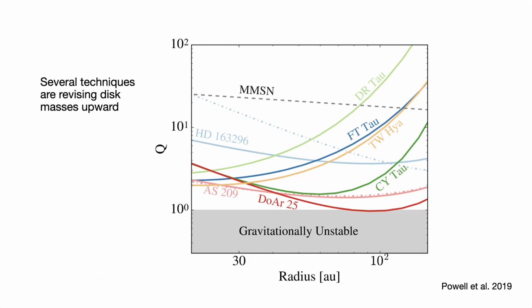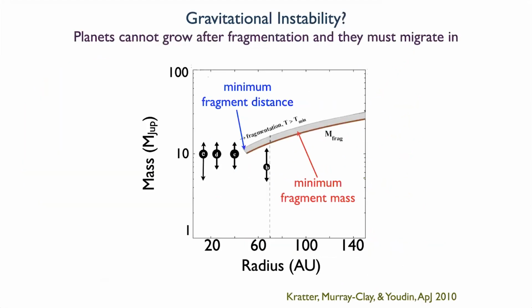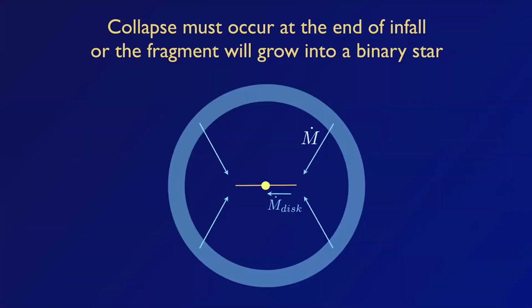there's also measurements for a few disks with HD and with multiple lines. They're massive enough, some of them at least. Okay, so gravitational instability, the most unstable scale is about the scale height of the disk. You can go ahead and plug that in. For HR 8799, you get a minimum fragment mass. You can't do it too close to the star because these fragments can't cool fast enough, but the masses of the planets are close enough as long as they don't grow. Okay, so you can do it.